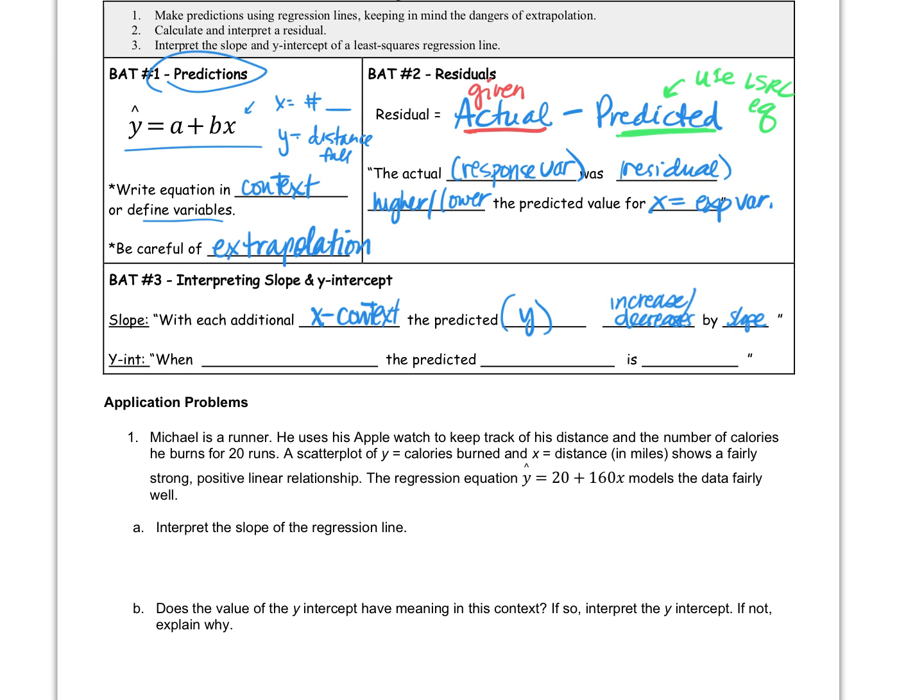All right, and then if it's the y-intercept, you would say, when x equals 0, and you would put x in context. When the number of rubber bands is 0, the predicted y variable, distance falling in context, is, and then you put the y-intercept with units attached. 26.33 centimeters, whatever. All right, I know it's a lot, I know. But you won't have a lot of these. You just have to remember these kinds of ideas.